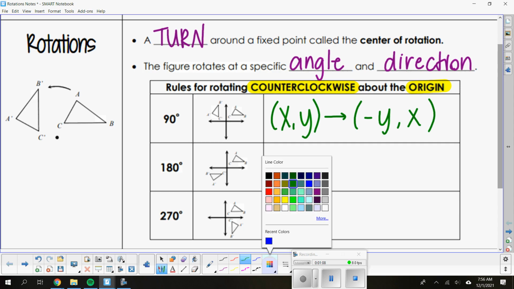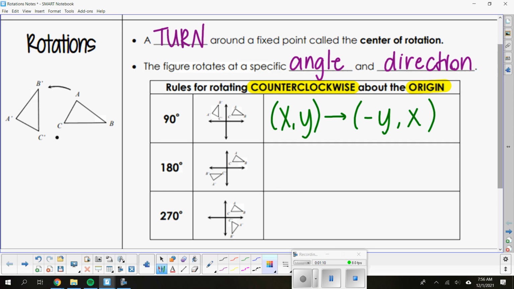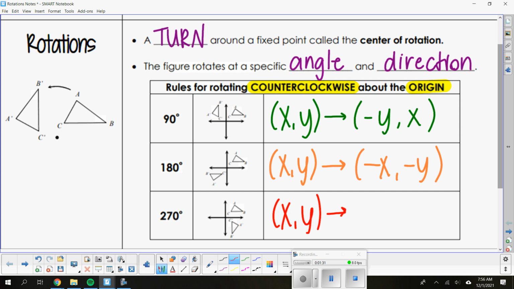If you are asked to rotate it 180 degrees, you're going to take your original point, transform it, and you're just going to change the signs of both x and y, because you're flipping it over. And then lastly, if you are asked to do a 270-degree rotation, you're going to take your original point, x, y, and transform it by flipping your positions and only changing the sign of your x.